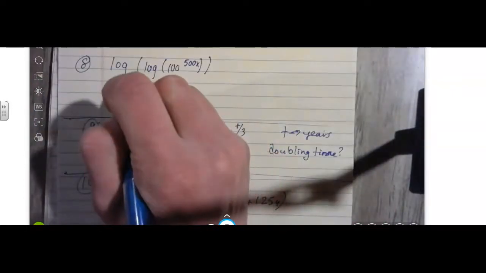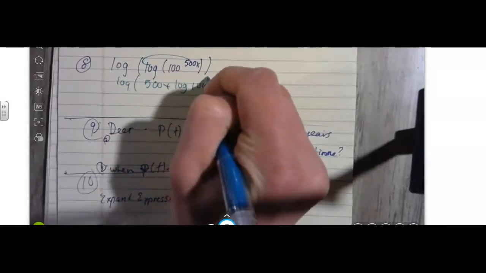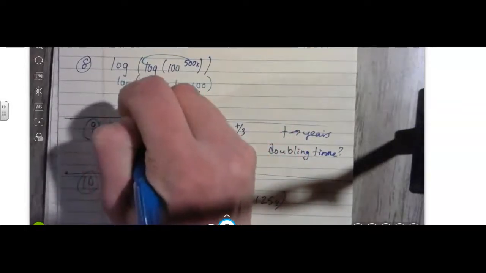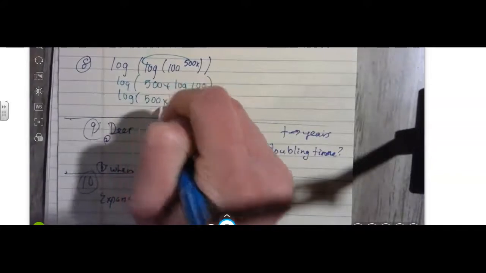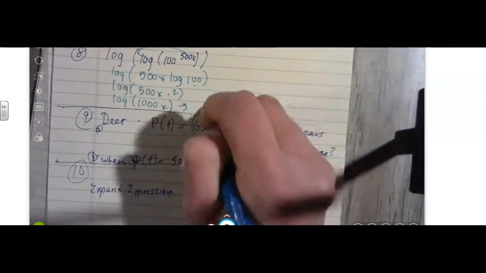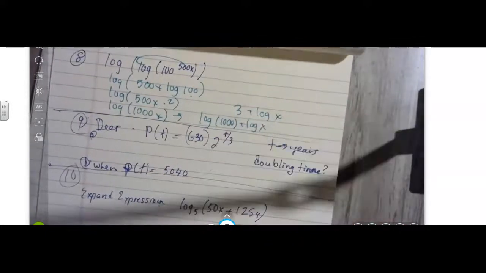This is a nested problem. You have to do the log on the inside. So it's the log of, now I'd bring this 500x down. So it's log of 500x times the log of 100. Because we know the log of 100 is going to be 2. So this is going to be the log of 500x times 2, which is the log of 1,000x, which is, remember using the product rule, the log of 1,000 plus the log of x, which will give us 3 plus log x. There you go.